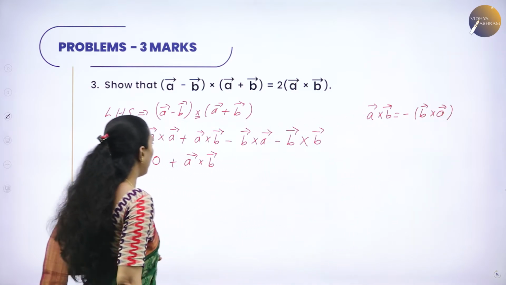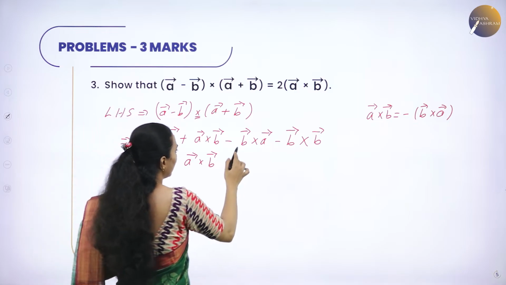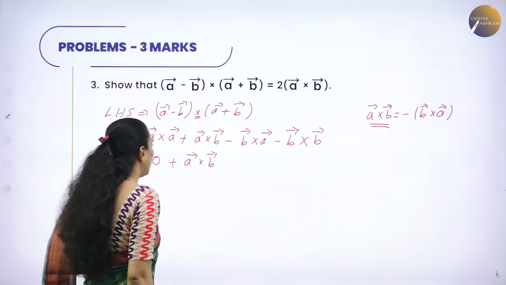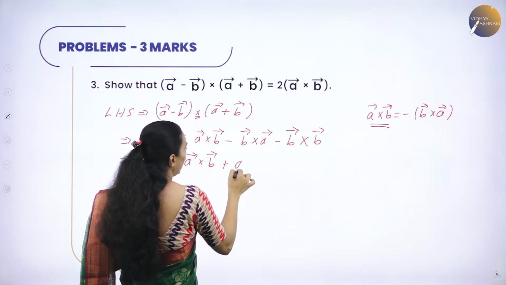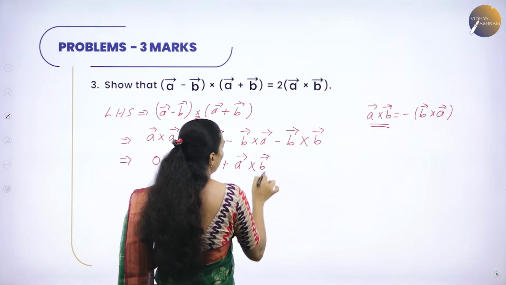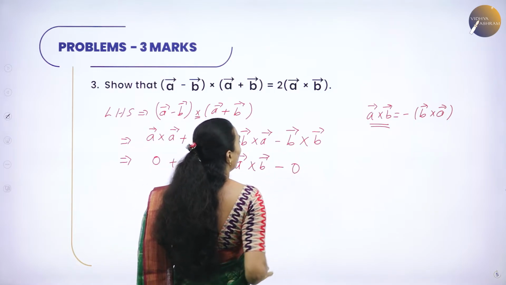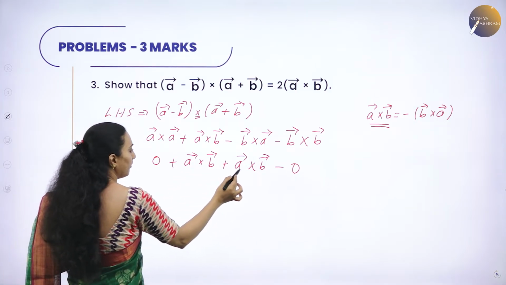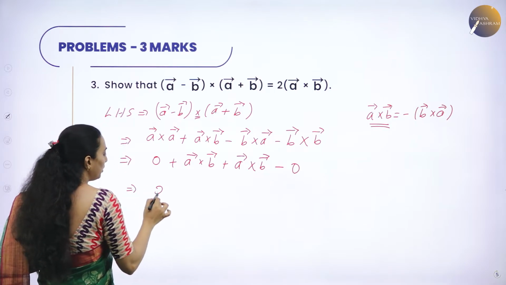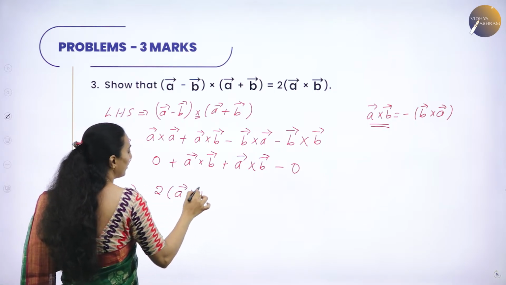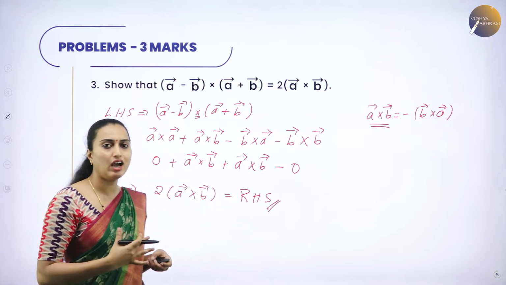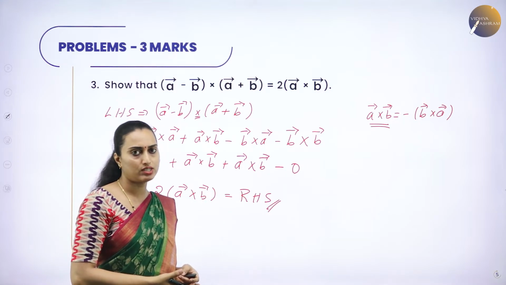So what have we written? Minus of A vector cross B vector, I can write as minus of B vector cross A vector, as A vector cross B vector. Therefore, writing this as plus A vector cross B vector, this will become minus 0, since B vector cross B vector is 0. So A vector cross B vector plus A vector cross B vector gives you 2 times A vector cross B vector, which is your RHS. That's it. Therefore, taking the LHS, we have proved the RHS by knowing the property of the vector product.